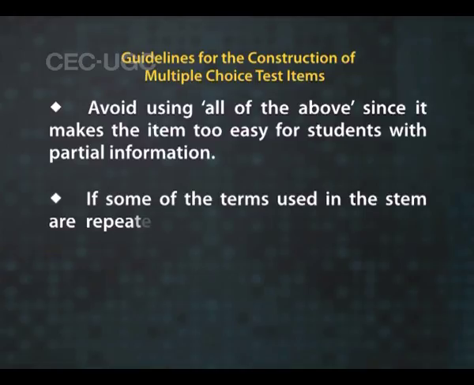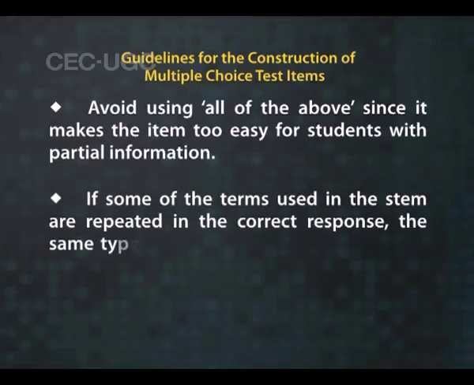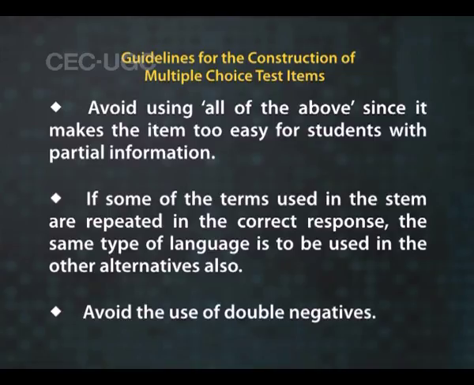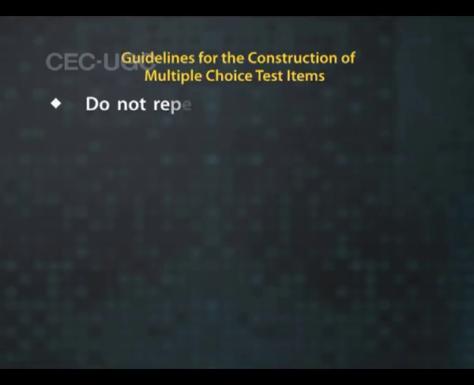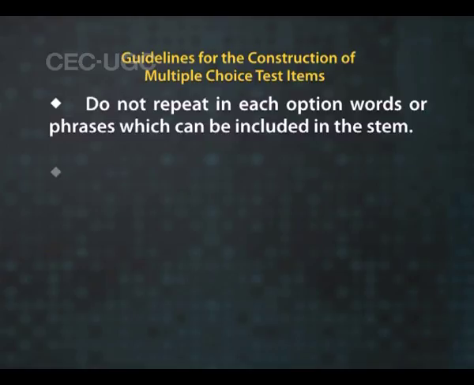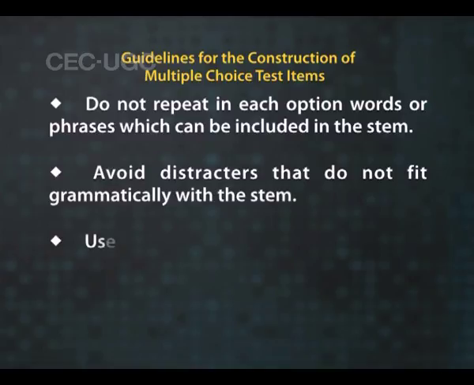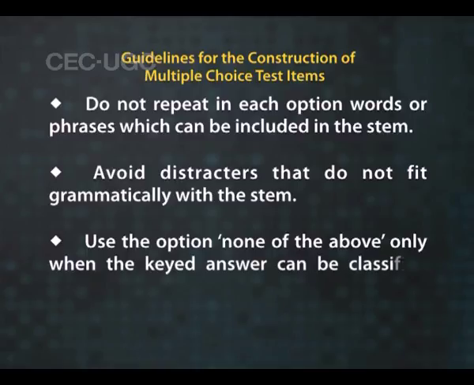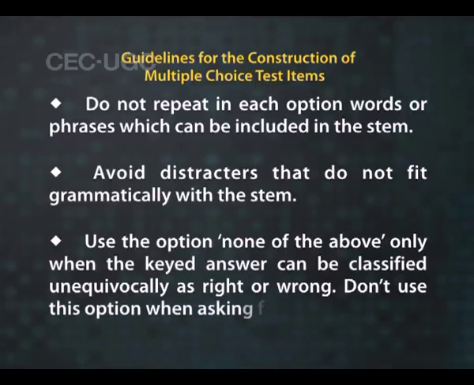If some of the terms used in the stem are repeated in the correct response, the same type of language is to be used in the other alternatives also. Avoid the use of double negatives. Do not repeat in each option words or phrases which can be included in the stem. Avoid distractors that do not fit grammatically with the stem. Use the option "none of the above" only when the keyed answer can be classified unequivocally as right or wrong. Don't use this option when asking for a best answer.